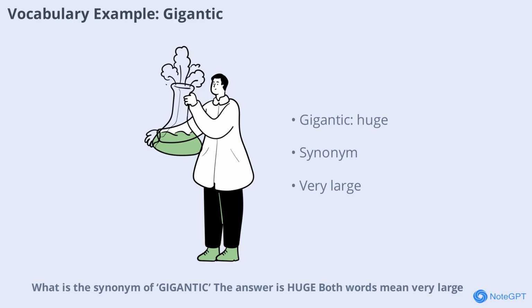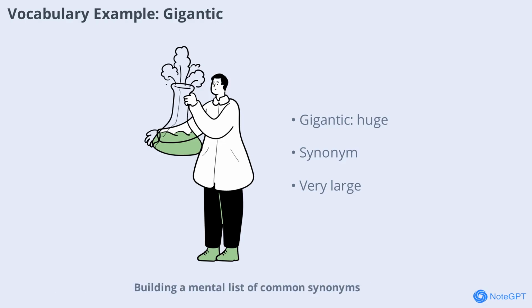What is the synonym of gigantic? The answer is huge. Both words mean very large. Building a mental list of common synonyms and antonyms will make these questions much easier.